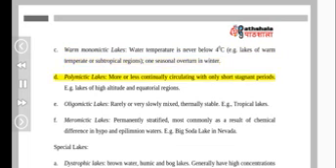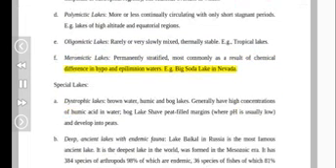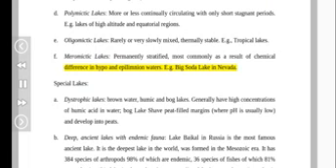More or less continually circulating with only short stagnant periods, e.g., lakes of high altitude and equatorial regions. E. Oligomictic lakes. Rarely or very slowly mixed, thermally stable, e.g., tropical lakes. F. Meromictic lakes. Permanently stratified, most commonly as a result of chemical difference in hypo and epilimnion waters, e.g., Big Soda Lake in Nevada.